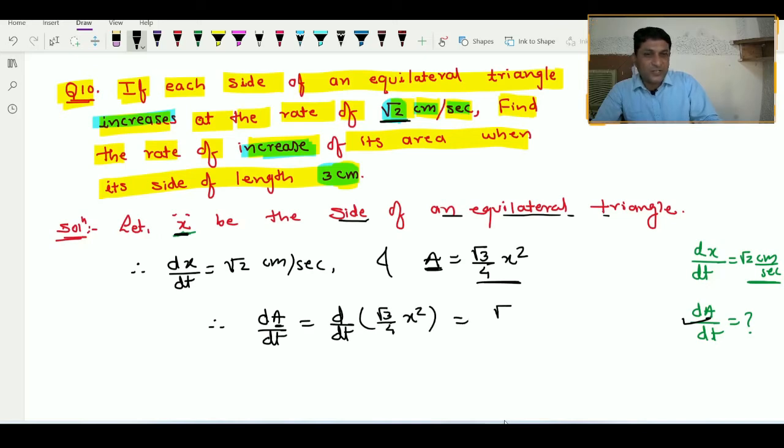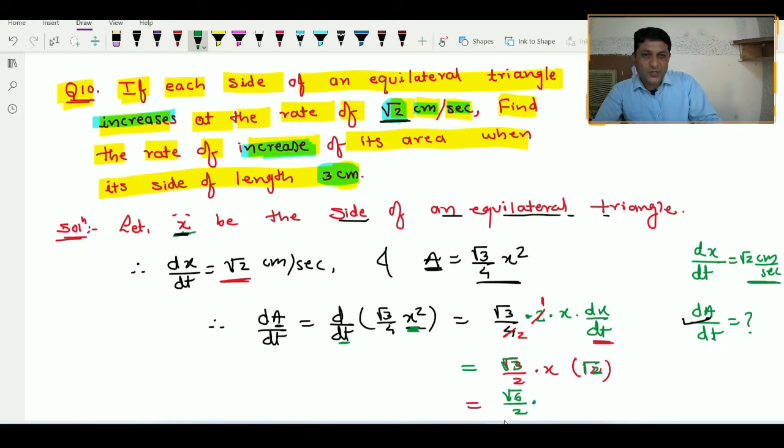So this is equal to root 3 by 4, keep it as it is. Now we are finding the derivative of x square with respect to t. First take the power of x as a coefficient, decrease its power by 1, into dx by dt. Here easily we can observe that this 2 and 2 from the denominator will get cancelled. Here we will get root 3 by 2 into x, and dx by dt I am replacing by its value root 2. So root 3 into root 2 will be equal to root 6 upon 2 into x.